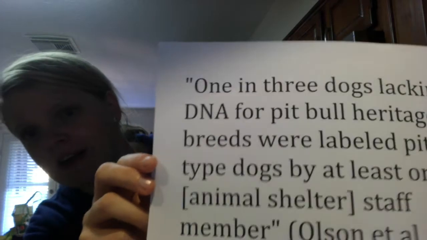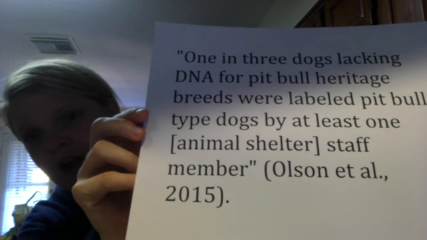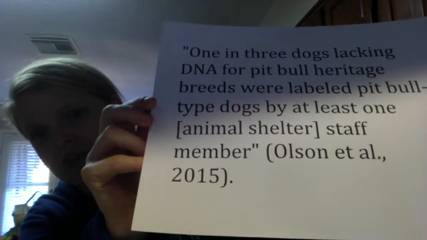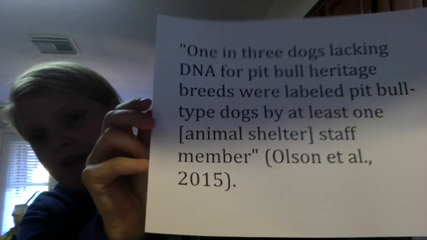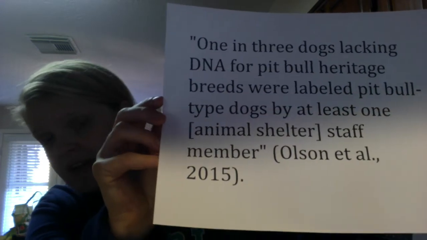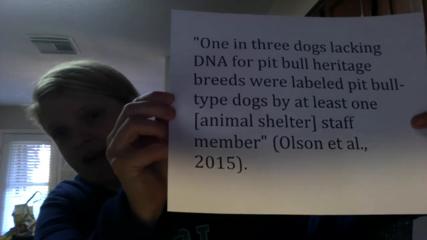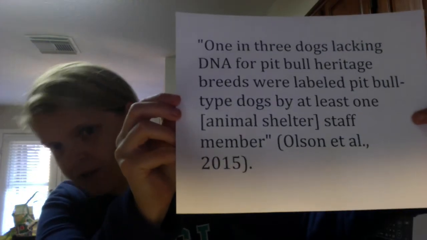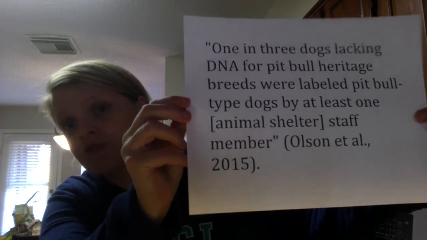"1 in 3 dogs lacking DNA for pit bull heritage were labeled pit bull type dogs by at least one animal shelter staff member." This is a really nice piece of evidence. It's very clear, it is interesting, it's cited correctly, which is great, and it even has this little bracket to show what you added to the quote as opposed to what was in the original article itself. This is a great piece of evidence, just like this is a great piece of deli quality turkey.